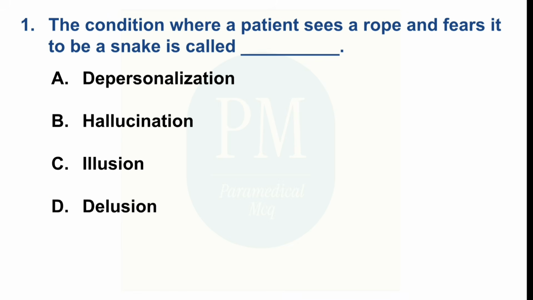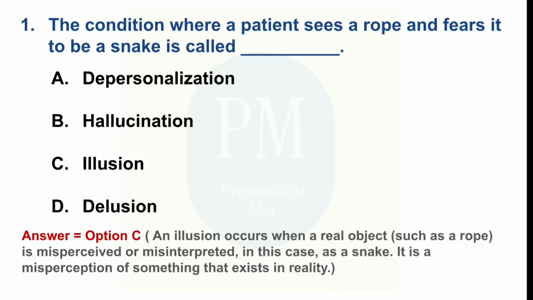The condition where a patient sees a rope and fears it to be a snake is called dash. Option A, depersonalization. Option B, hallucination. Option C, illusion. Option D, delusion. The correct option is option C, illusion.